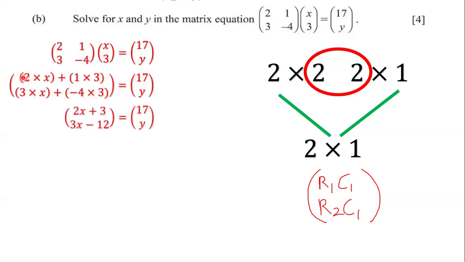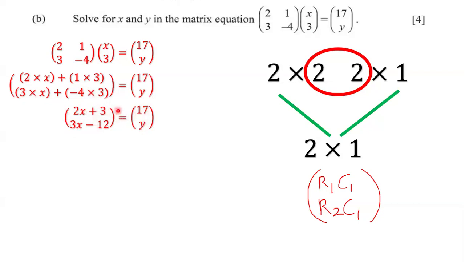Next, we have 2 times x, and 2 times x is 2x. Next, we have 1 times 3, and 1 times 3 is 3. Next, we have 3 times x, and 3 times x is 3x. Next, we have -4 times 3, and -4 times 3 is -12. So we have 2x plus 3, and we have 3x minus 12. That's equal to 17y.